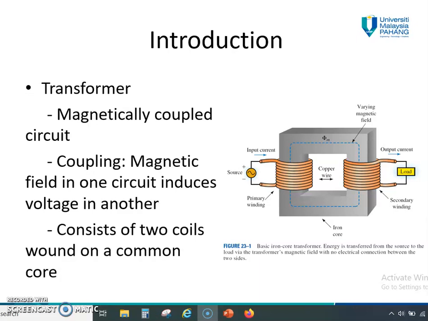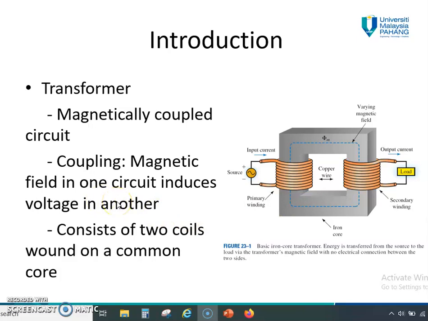Okay, a transformer is actually a magnetically coupled circuit which has three main parts. The first part is the core, and then it has two windings here. The first winding and this one the second winding, which behave as an inductor for the circuit. Coupling means that the magnetic field in one circuit induces voltage in another.